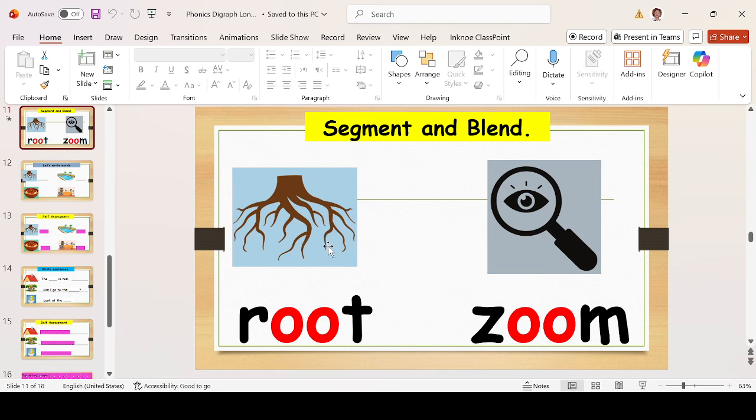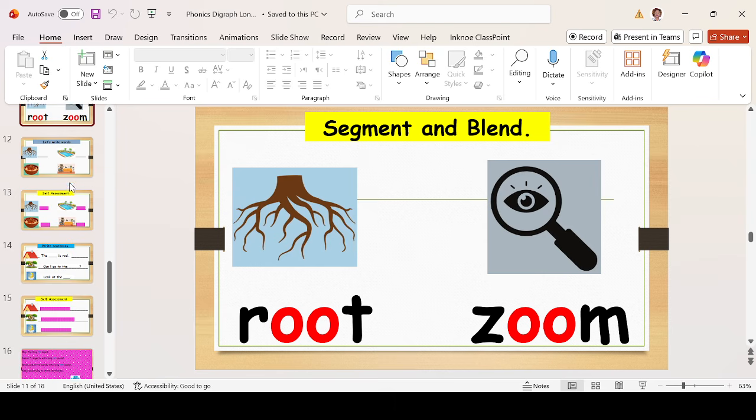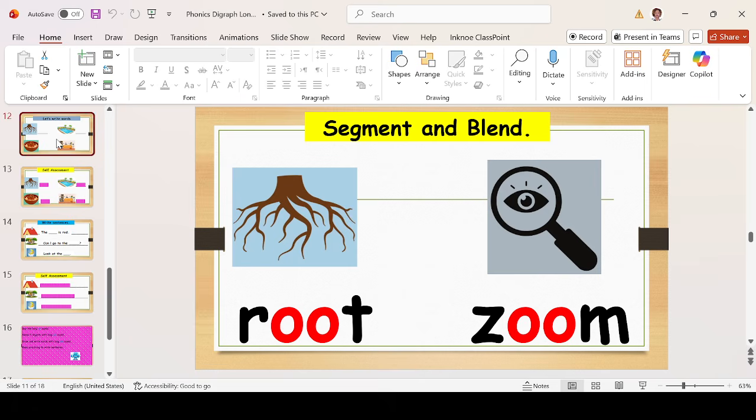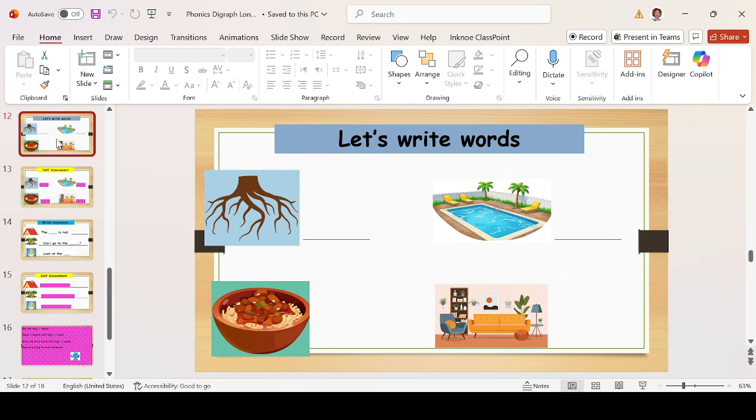Okay, so now we are going to write words. So I need to cover all the words, right? So that no one is going to copy. I want you to pause the video and draw the 4 pictures. After drawing the 4 pictures, can you write the words? I am giving you a go to write the words without my help. Can you try?